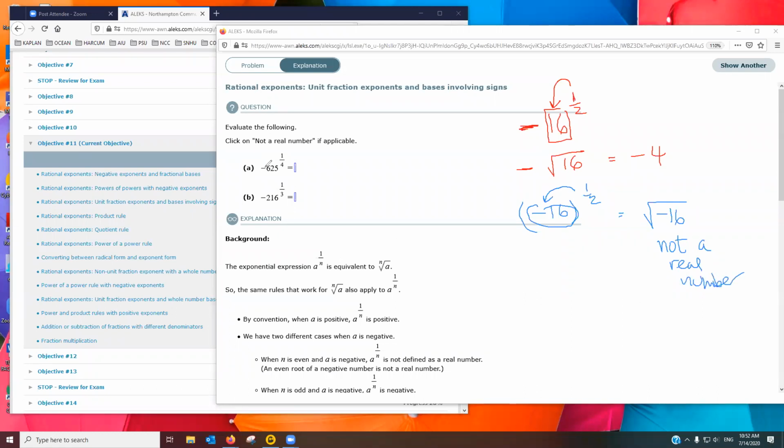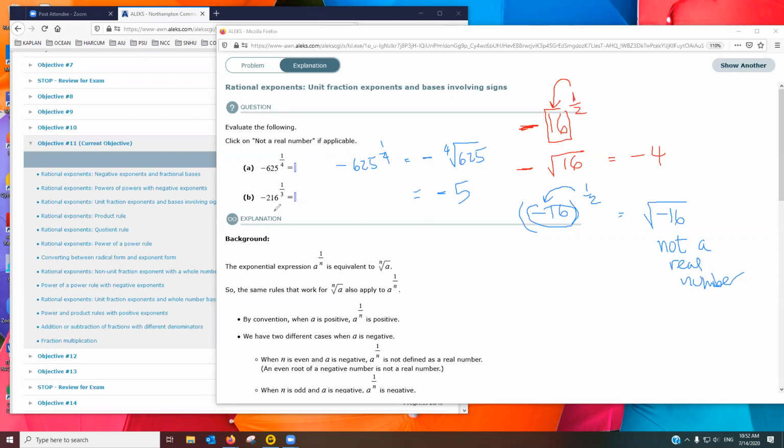But in these examples, the negative sign isn't inside a parenthesis. So when they say -625 to the 1/4, I'm really going to think of this as negative the 4th root of 625. Remember, I can think of this negative sign as being totally separate from the exponent because that negative sign is not inside parentheses, so it's not part of the exponent. All right, well, now I want the 4th root of 625. And if you work that out, you're going to see that works out to be -5 here.